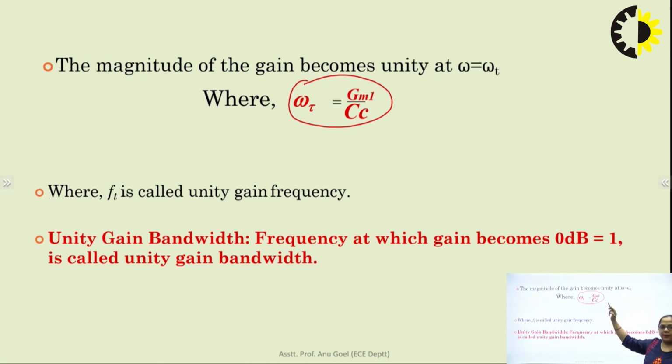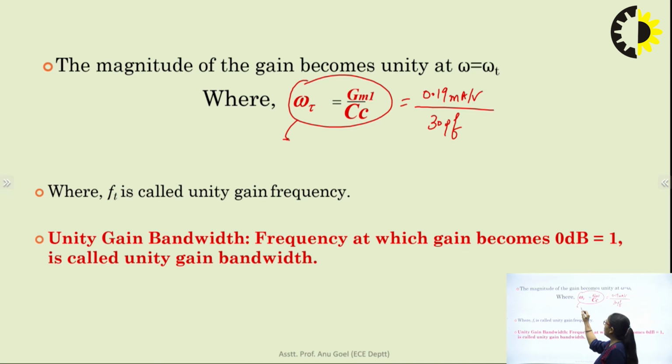The value of coupling capacitance is 30 picofarad. The value of Gm1, that is the transconductance of the input stage, can be calculated with the small signal analysis of the input stage. It is 0.19 milliampere per volt. Coupling capacitor value is 30 picofarad. So when we solve this, we will get the value of omega t.